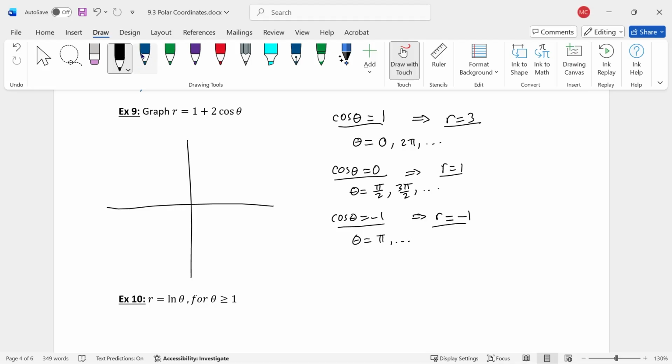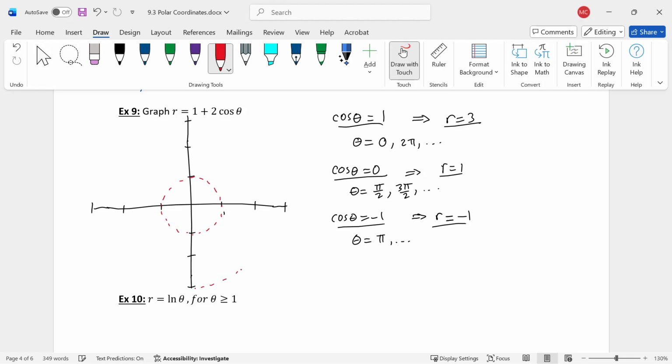So now I know that my radius is going to be one of these three values, negative 1, 1, or 3. So let's draw a circle with radius 1, and a circle with radius 3. And that'll make it a lot easier to keep track of our graph.